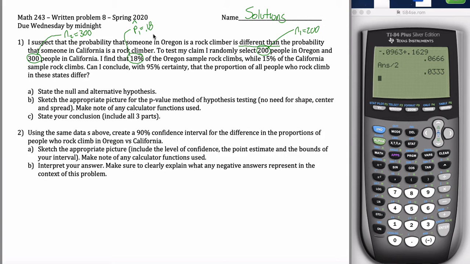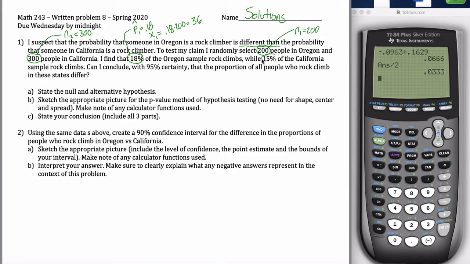But that's not what you need. You need to know X for the first group. Well, X is the number that rock climb. 18% of 200 rock climb. If you take 0.18 and multiply it by 200, you could figure out that that means that 36 of them rock climb. So from this information, we can figure out that X1 is 36.